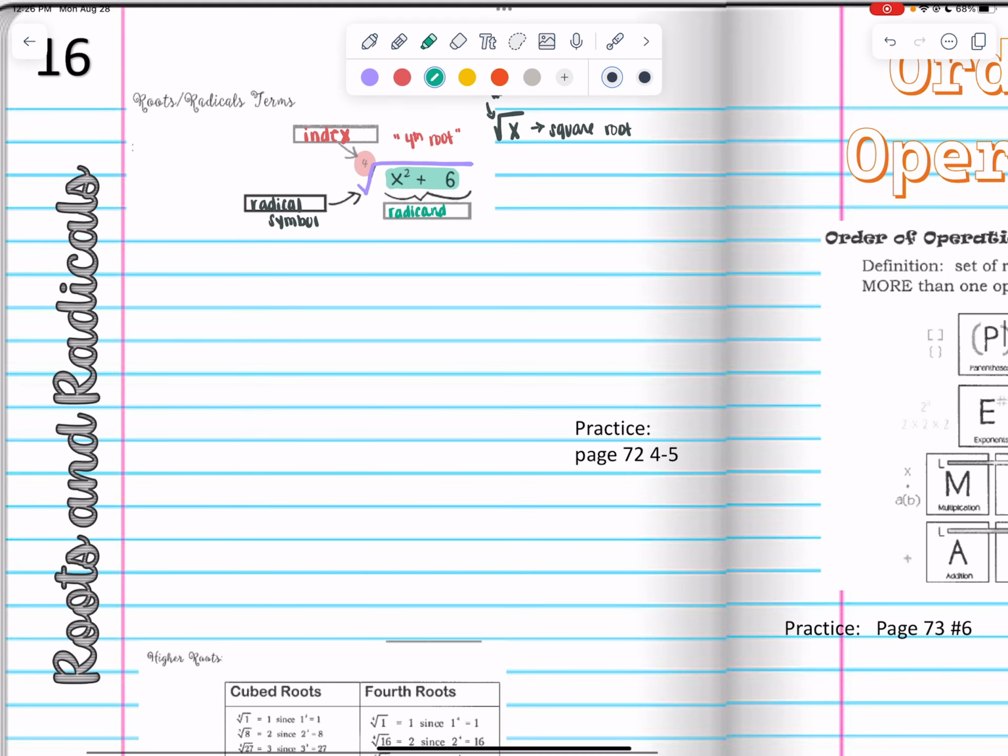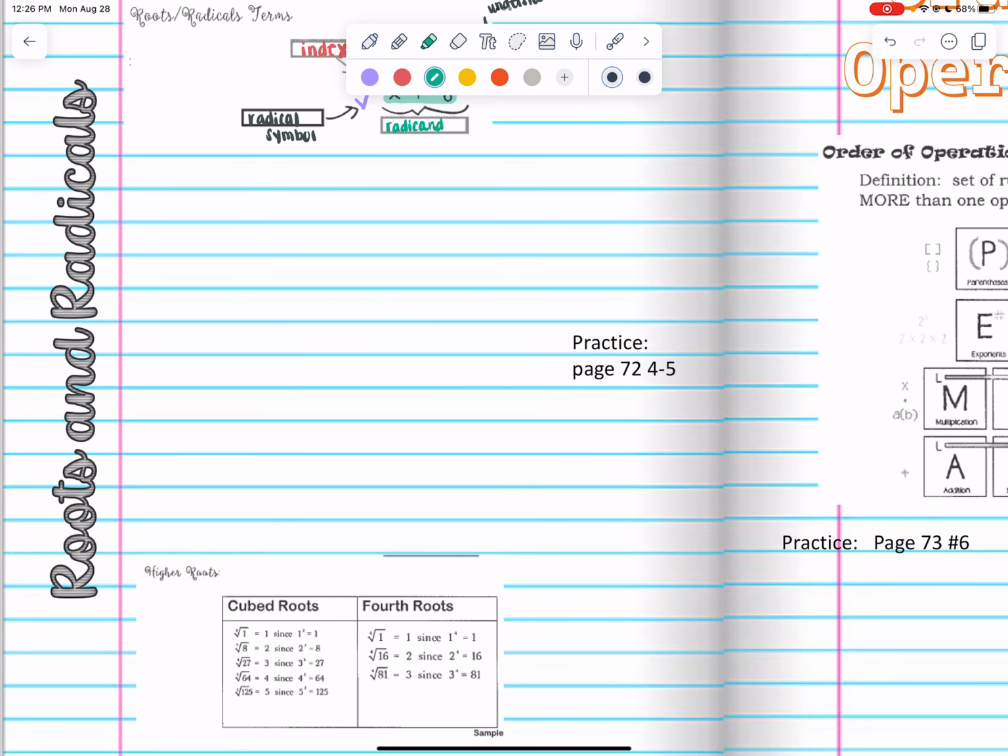So then on this page, there's another breakdown of how the cubed roots and cubes are related, and fourth roots and fourths. They are inverses, just like the square root and the squared. So let's open your book again. Number 4, so I'm on page 72.